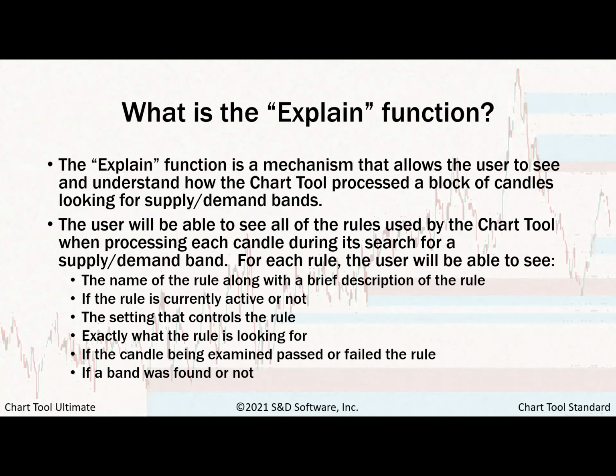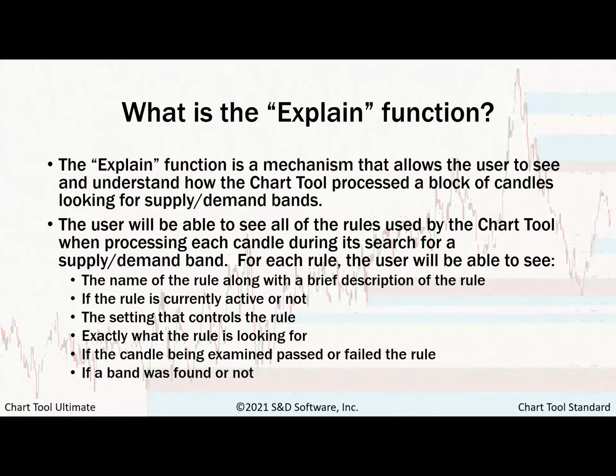The explain function is a mechanism that allows the user to see and understand how the chart tool processed a block of candles looking for supplier demand bands. It is typically used when the user sees a pattern on a chart that they think should have been turned into a supplier demand band, but the chart tool declined to do so. By using the explain function, the user can see how the chart tool processed the pattern in question and exactly why the chart tool rejected that pattern.